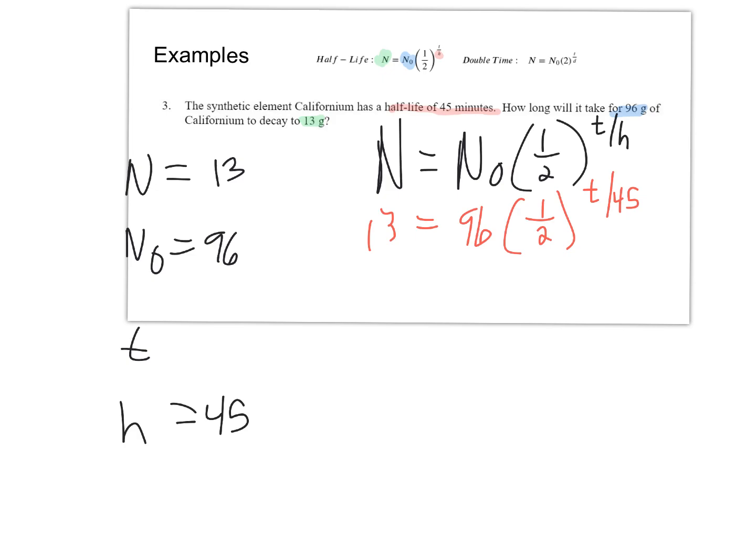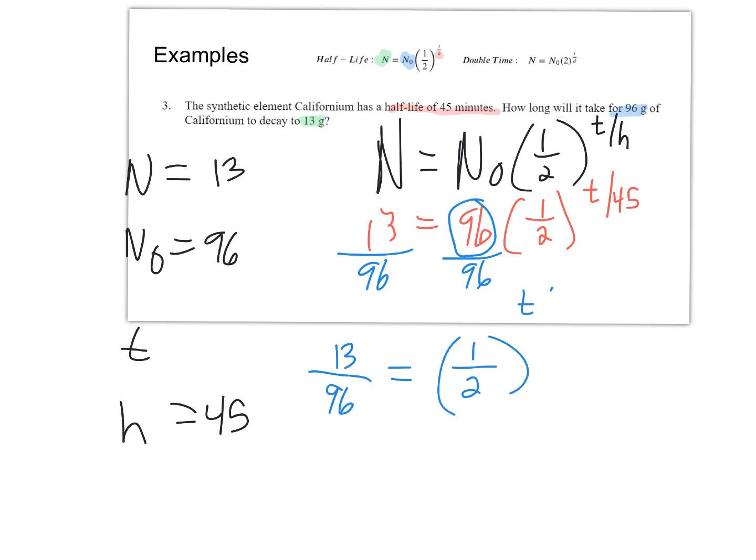Okay. Now, as I said, I can't do anything with this, because I can't raise 1/2 to the T over 45th power. That doesn't work. So instead, we're going to have to go after this first. So I'm going to divide by 96. Now again, you can do the decimal if you want, but I find it's easier to keep the fraction. 13 over 96 is equal to 1/2 raised to the T over 45th power.